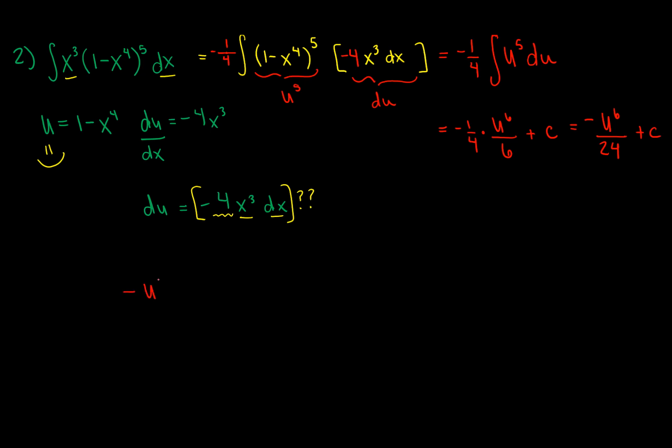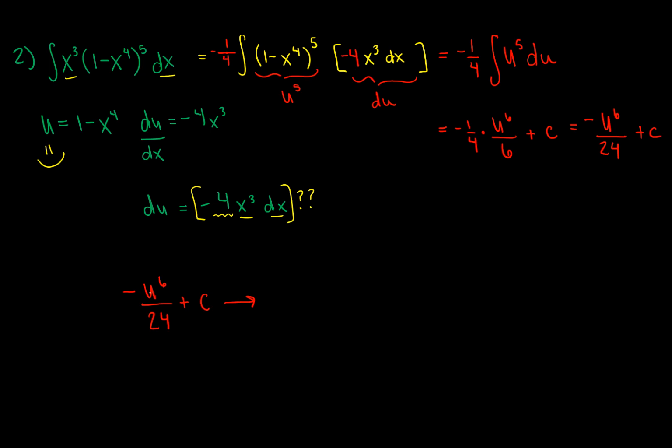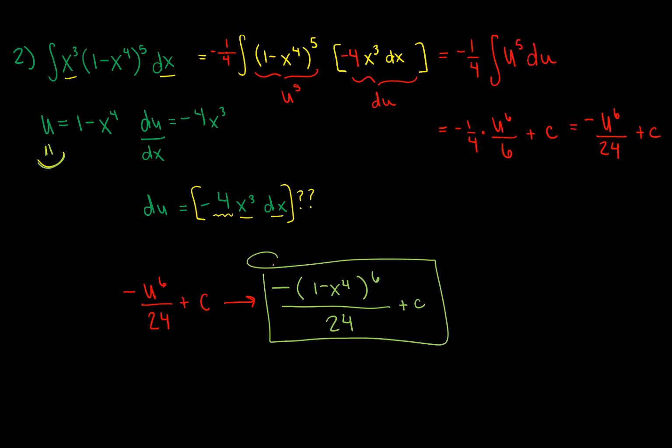And then remember what my last step is. This is my u substitution answer, but I want to give my x substitution answer. So u to the power of 6, here's u again. So this would be negative, (1 minus x to the 4) to the power of 6, all over 24 plus c. And that's my answer.